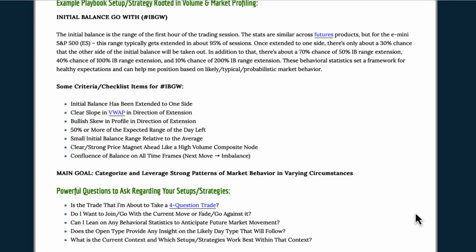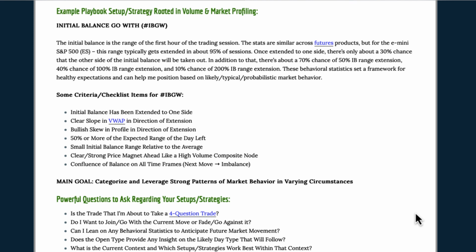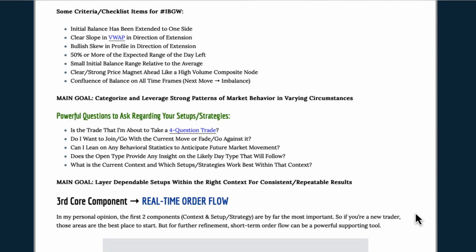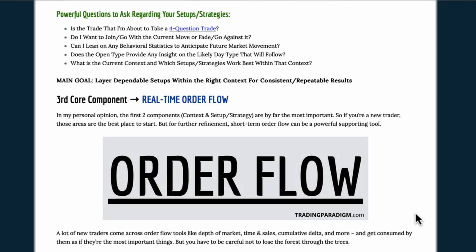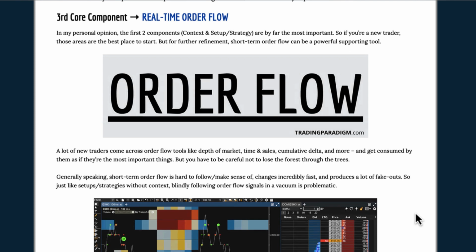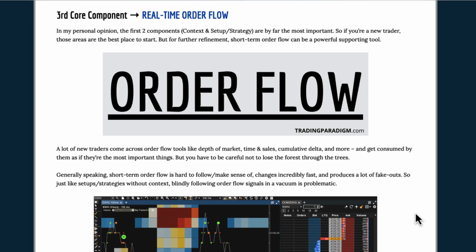I listed an example of a playbook trade and some powerful questions that I ask myself to develop and execute them. But the main goal is to categorize patterns of market behavior in varying circumstances so that you have a strong playbook that enables you to consistently take advantage of that behavior when the time is right.